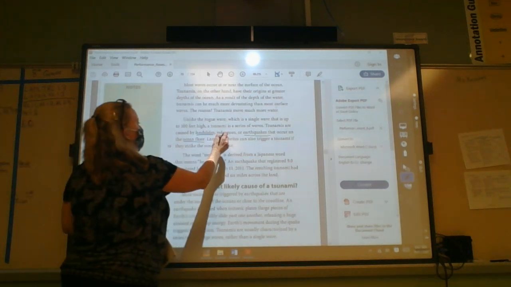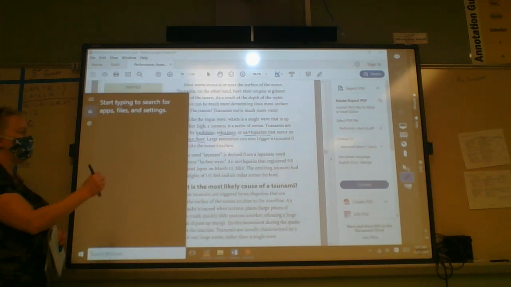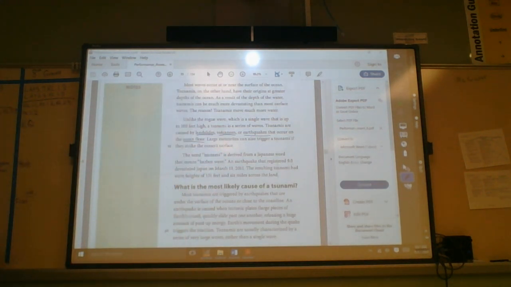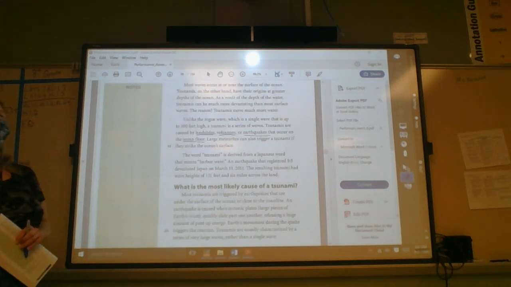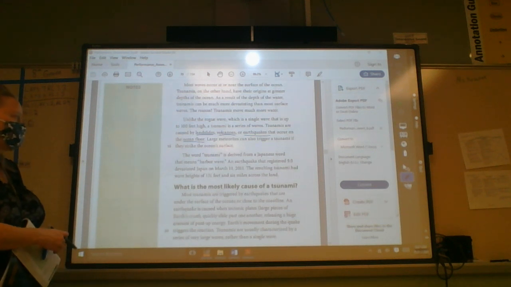It also says that volcanoes occur, or that's how a tsunami can occur. So if a volcano erupts, a key factor might be to watch out for a tsunami. So my big question is, I wonder where tsunamis occur. I'm going to keep reading to find out.